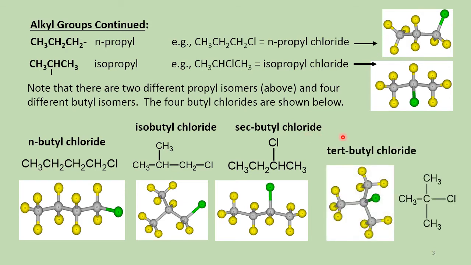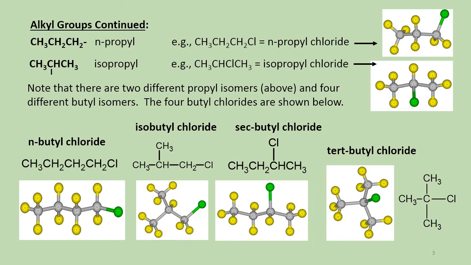The 4th and final butyl isomer is named tert-butyl chloride. If you look at the structure, the head carbon is bonded to 3 other carbons, and so that defines what's called a tertiary carbon. So the name can be tertiary butyl chloride, sometimes written t-butyl chloride or even T-butyl chloride.